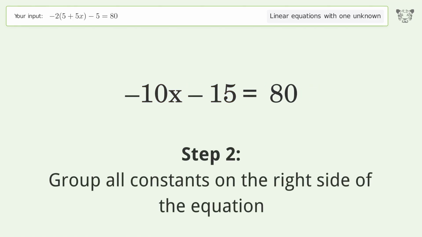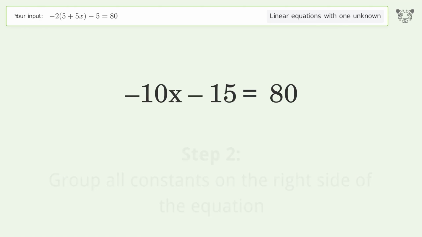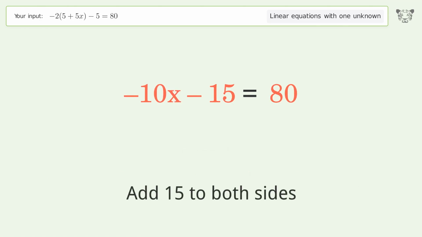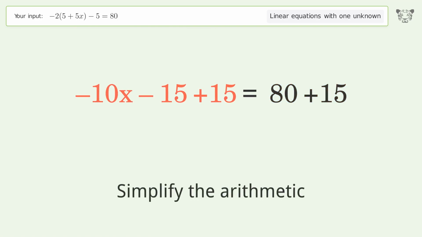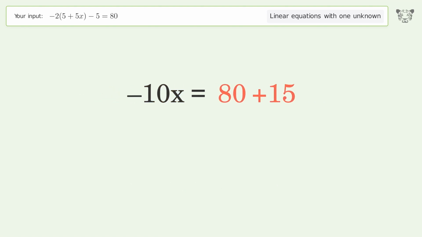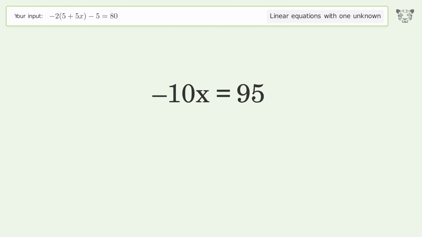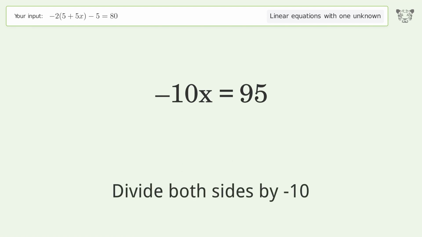Group all constants on the right side of the equation. Add 15 to both sides. Simplify the arithmetic. Isolate the x. Divide both sides by -10.